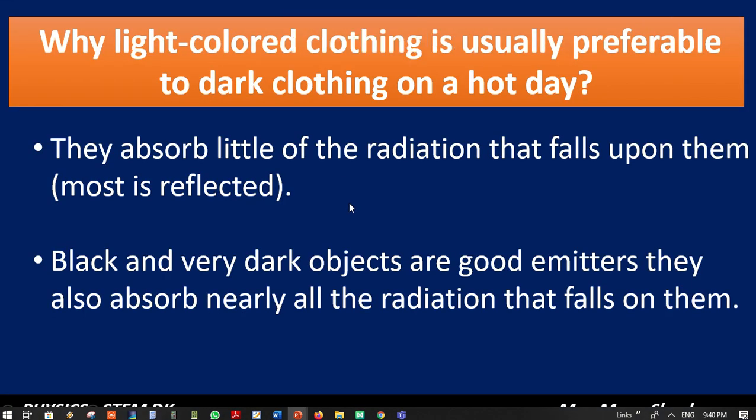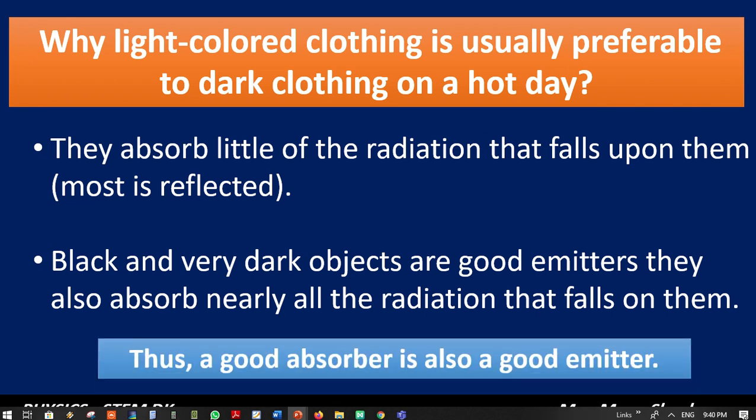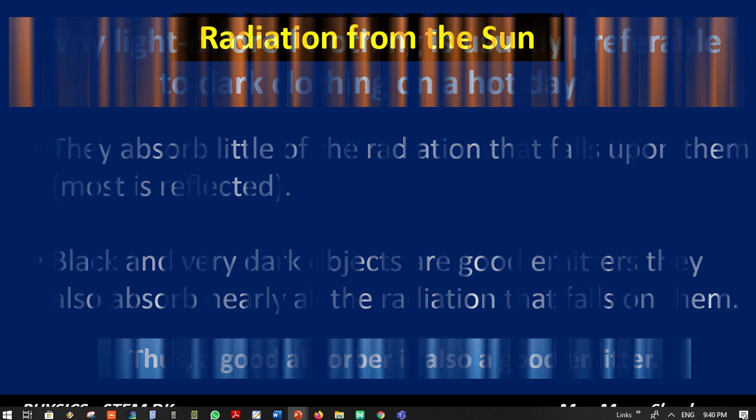Now, why is light-colored clothing usually preferable to dark clothing on a hot day? They absorb a small amount of the radiation that falls upon them. Most of it is reflected, while black and dark objects or clothes are good absorbers, so they are also good emitters. So a good absorber is also a good emitter. Okay.